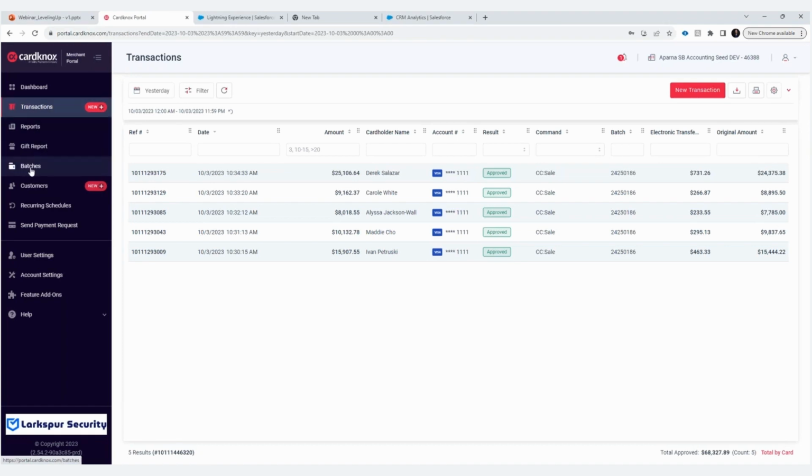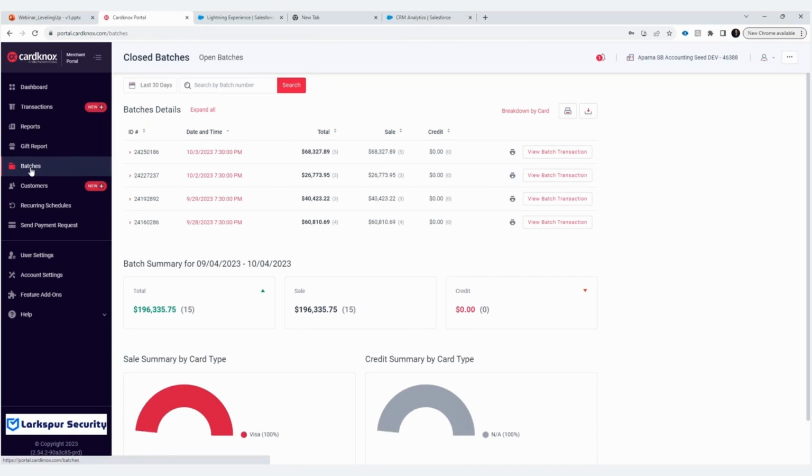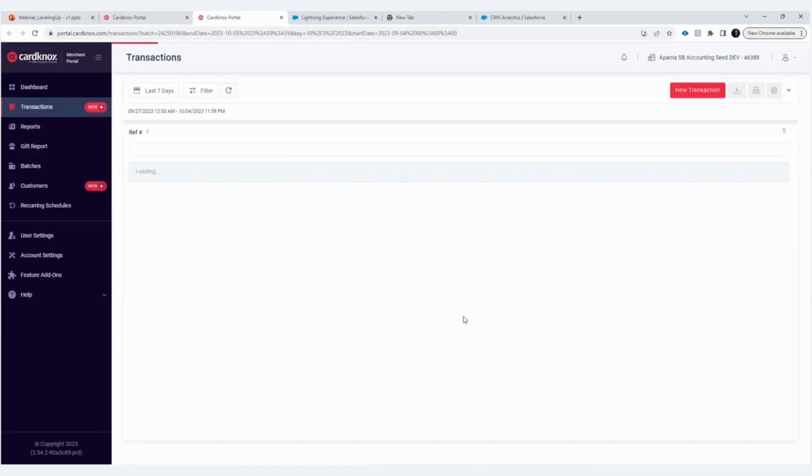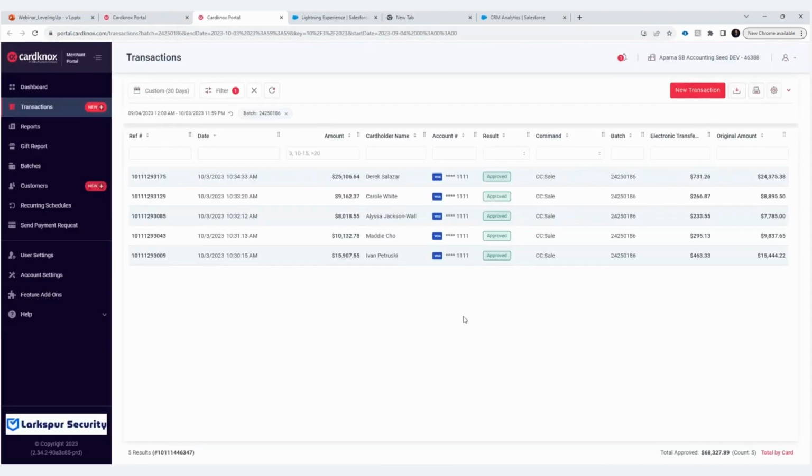So we will go to the Batches tab here in CardKnox to look at those amounts that were moved from your merchant account into your checking account. You can see I'm looking at the most recent batch here that was processed yesterday. So that was that batch that was settled in CardKnox yesterday. I can see a total amount that was settled. And if I click on View Batch Transactions, I can see all of the payments that were settled in that batch. Now, these individual payments are going to end up as cash receipts in Accounting Seed.